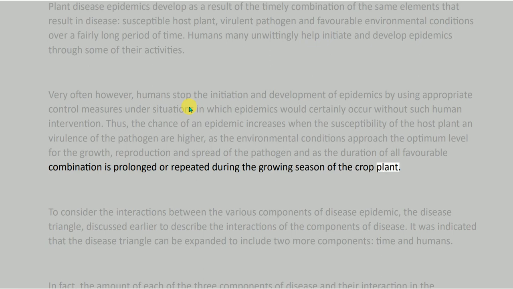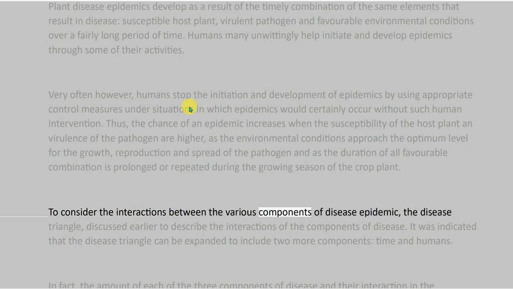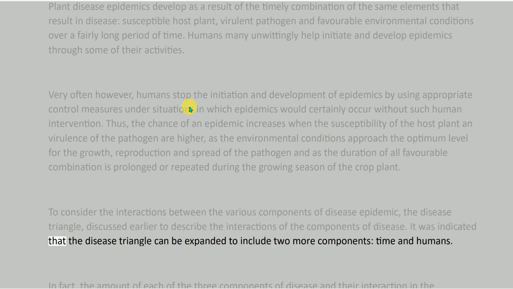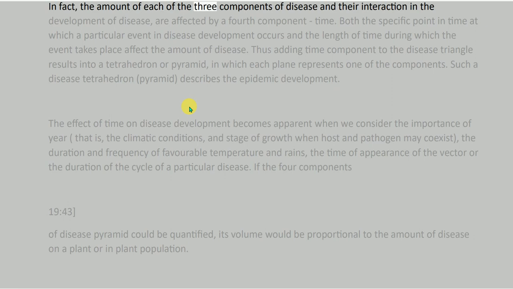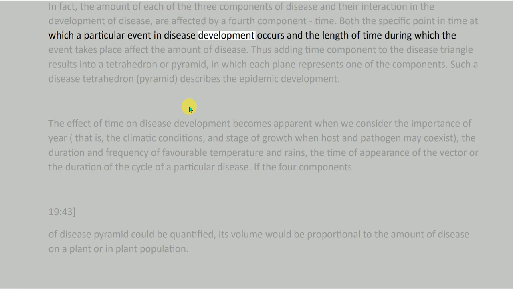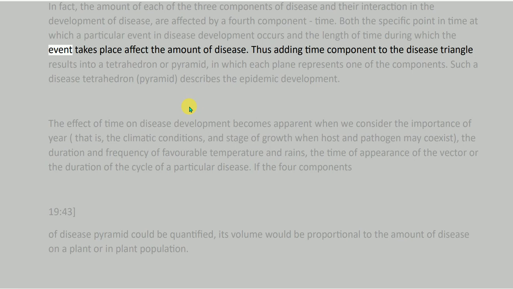To consider the interactions between the various components of disease epidemic, the disease triangle, discussed earlier to describe the interactions of the components of disease. It was indicated that the disease triangle can be expanded to include two more components, time and humans. In fact, the amount of each of the three components of disease and their interaction in the development of disease are affected by a fourth component, time. Both the specific point in time at which a particular event in disease development occurs and the length of time during which the event takes place affect the amount of disease.